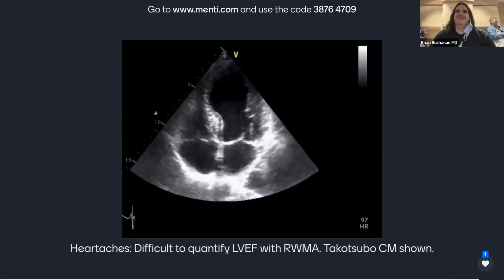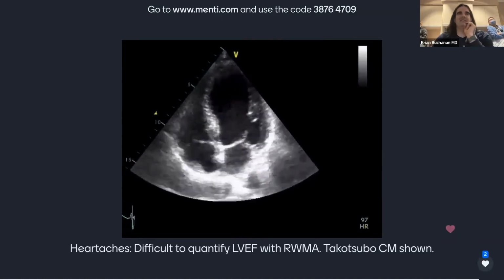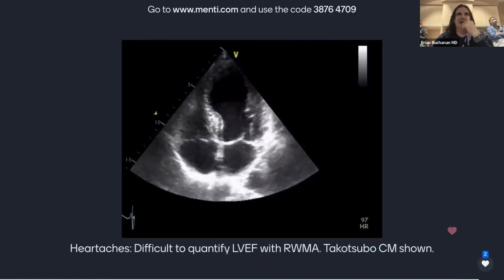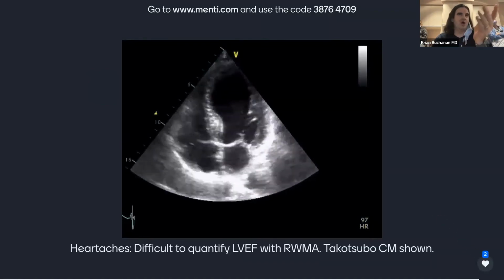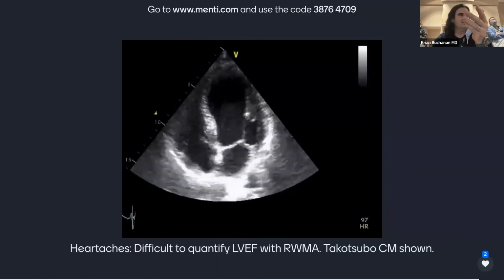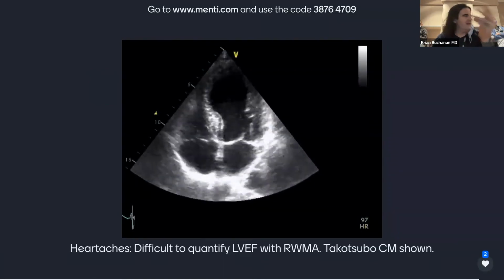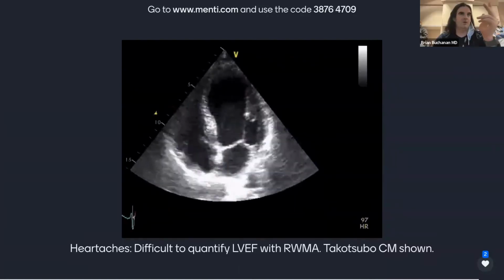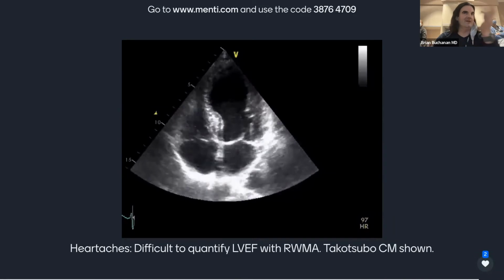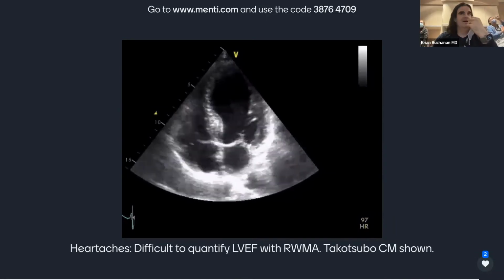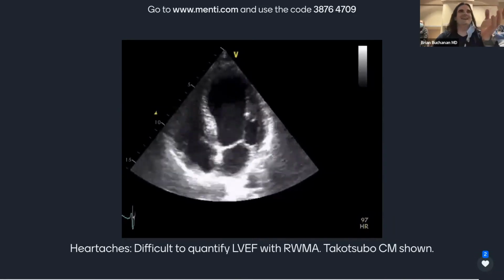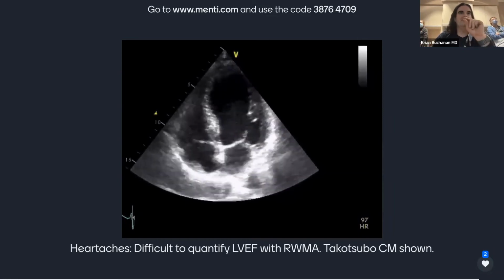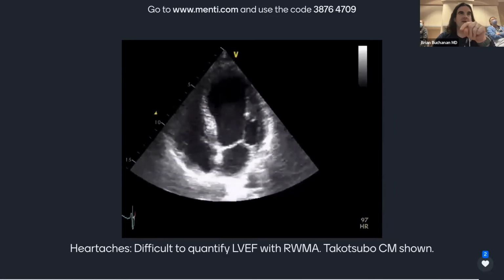Sorry. So this is a prime example where EF is really challenging, because I think everybody would see, is this global or regional dysfunction? Regional, yeah, perfect. And the problem here is, what do we think the diagnosis is, if anything? Takotsubo, or stress cardiomyopathy. This is a fairly common occurrence in critical patients.